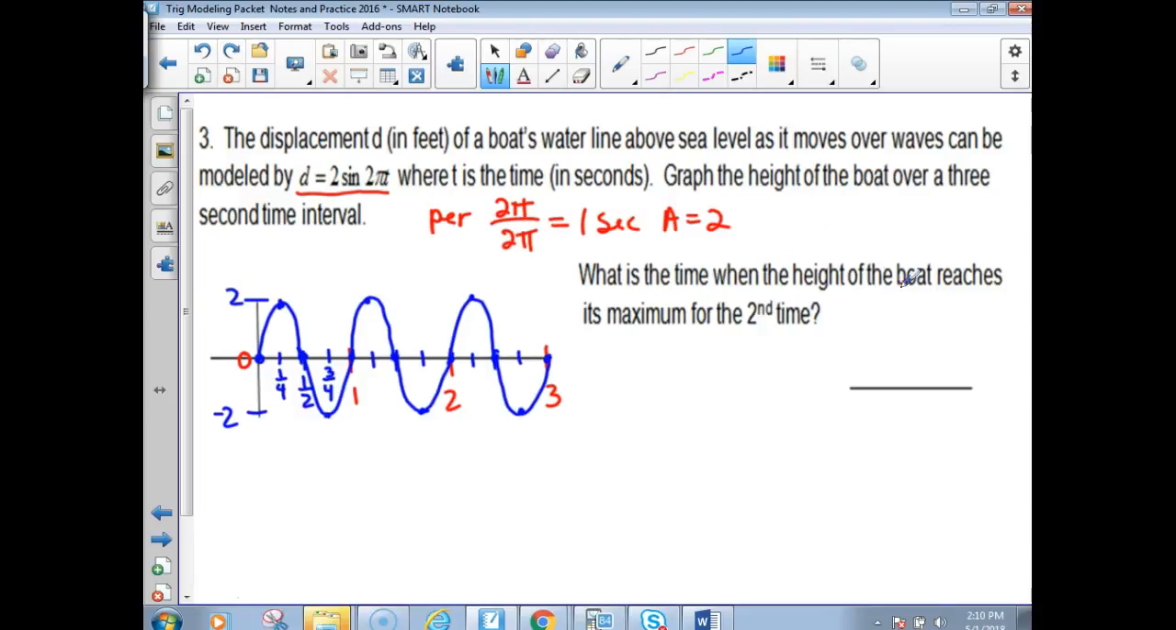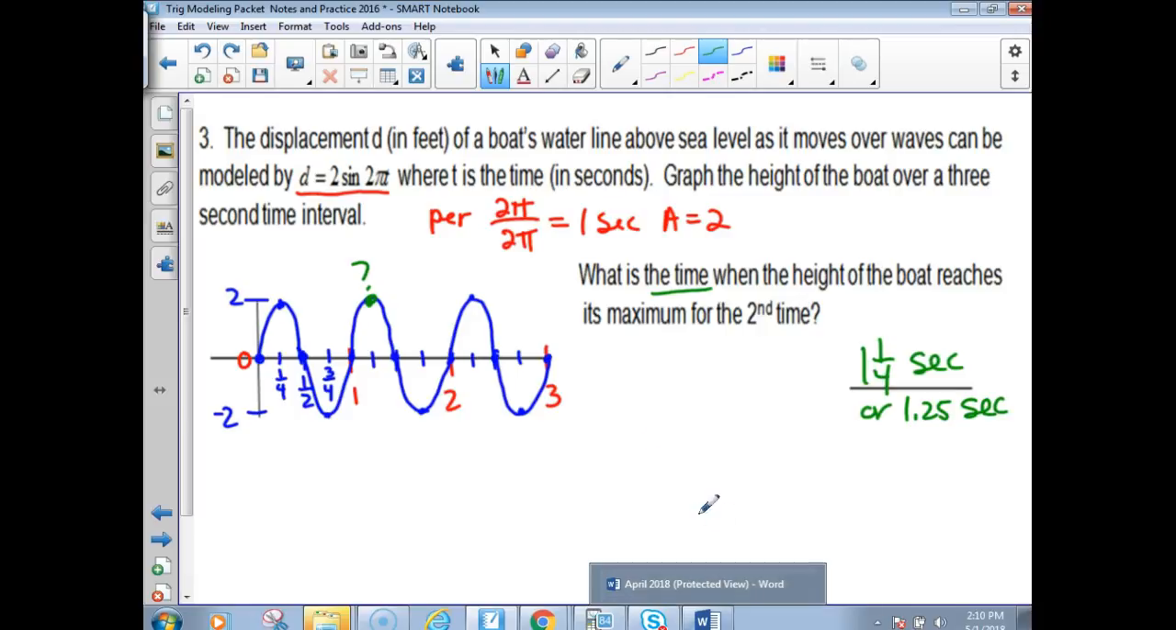And it says, what is the time when the height of the boat reaches its max for the second time? Where's that? This is the first time. This would be the second time. It says what time? So that would be 1 and what is our scale? It was a quarter, so 1 1/4 seconds. Or 1.25 seconds. So sometimes you can see things in applications. You can find, by extending a graph, you can find where it reaches maxes or mins over different amounts of time.